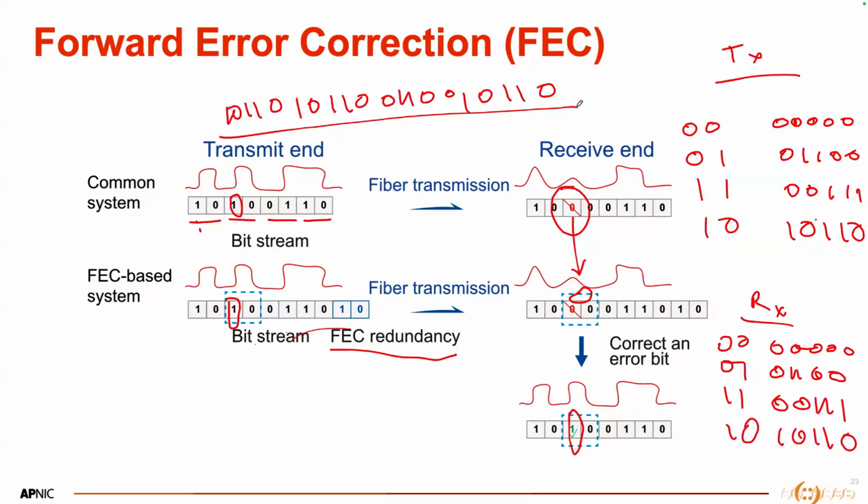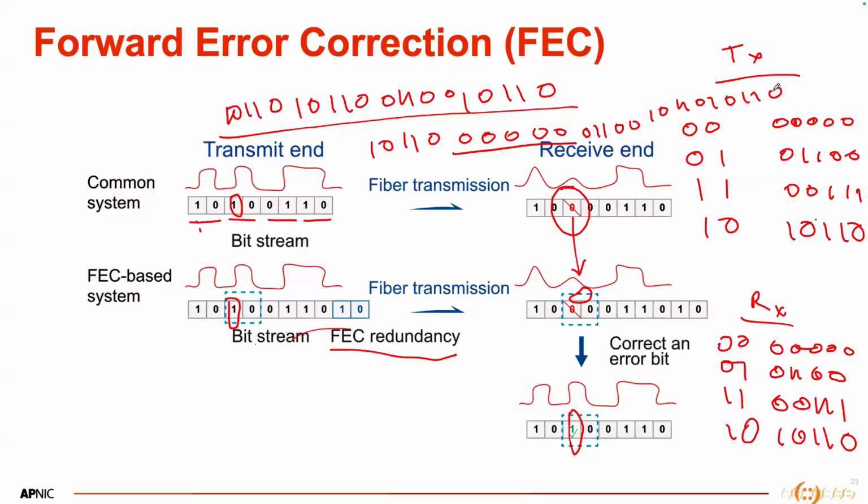But if there is an error, things will be changed like this, right? So 10 means 10110, then 00, that means 1, 2, 3, 4, 5. So this is the portion which is changed, right? Then we have 01, that means 01100. We have 1010, that means 10110, 1010. So this is what the receiver end is going to see.